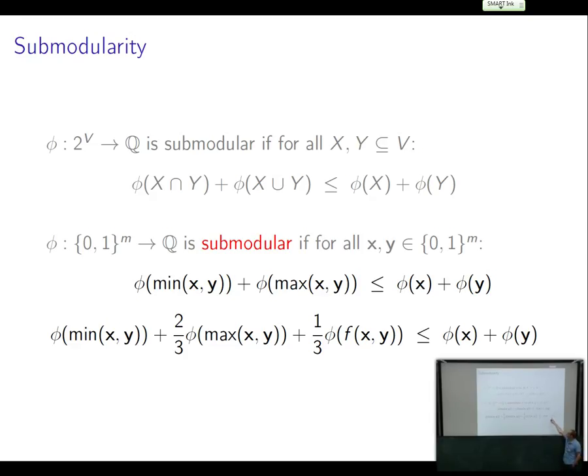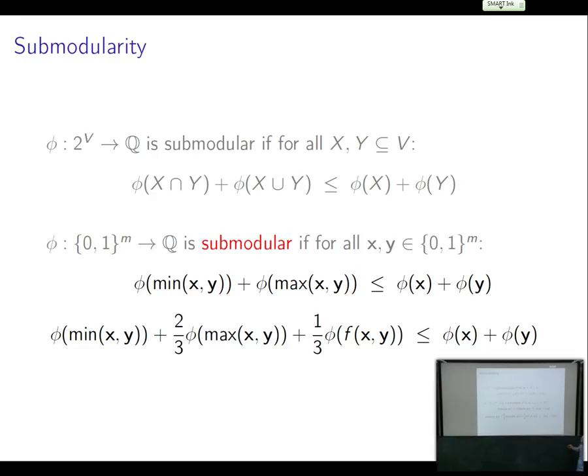So the right-hand side stays the same as in the submodular inequality, which is just above. And on the left-hand side, I left the first term, and the second term, I just have a coefficient there, 2/3, and there's one extra term. What if I have a function phi that satisfies these inequalities for all possible x and y's? What structure does it have? Can it be minimized exactly? Can it be approximated? What can I say?